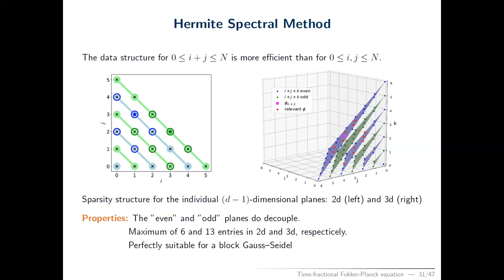What do you realize from this picture, which is a 2D picture where the basis functions for the configuration space are in a tensorial product structure? Well, you realize the green ones do not couple with the blue ones, and the blue ones do not couple with the green ones. This means your matrix separates in a 2x2 block structure, even odd. And the good news is there's no coupling in between.